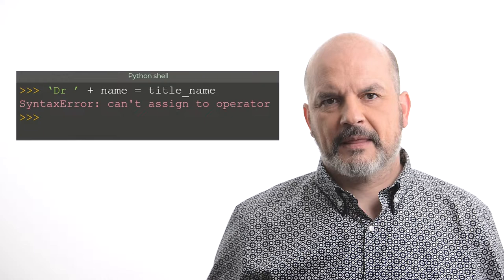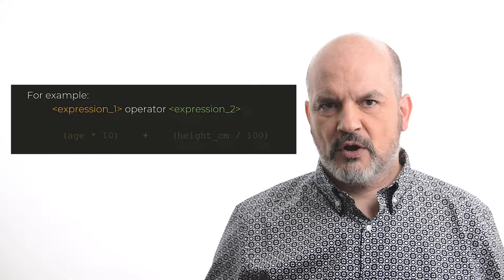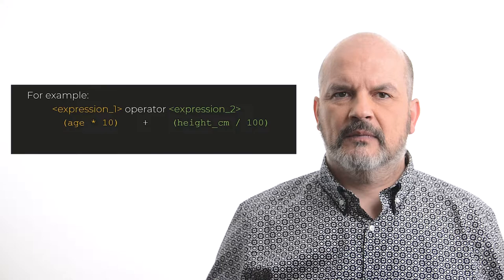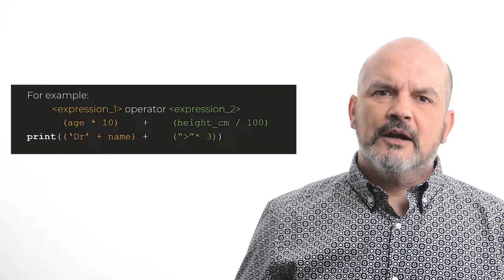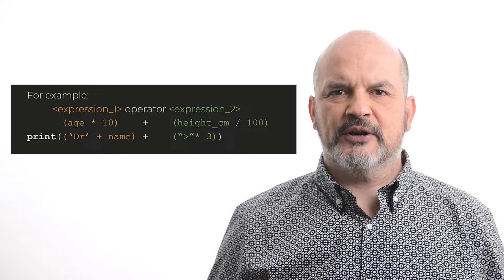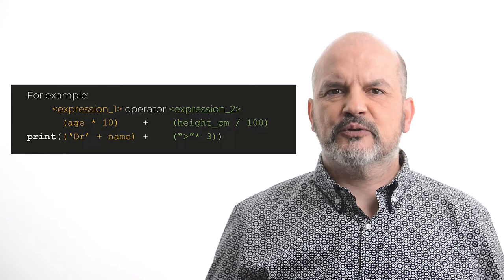Expressions can be combined to create more complex expressions. For example, expression 1, operator, expression 2. A more concrete example would be the first expression being h times 10, the second expression being 8 in centimeters divided by 100, and the operator being the addition between these two expressions. Complex expressions can also be used in the parameter of a function, like the print instruction. Here, the parameter of the function print will be evaluated first with two expressions, doctor plus name and greater than as a string times 3, and then concatenating these two strings together using the plus operator.